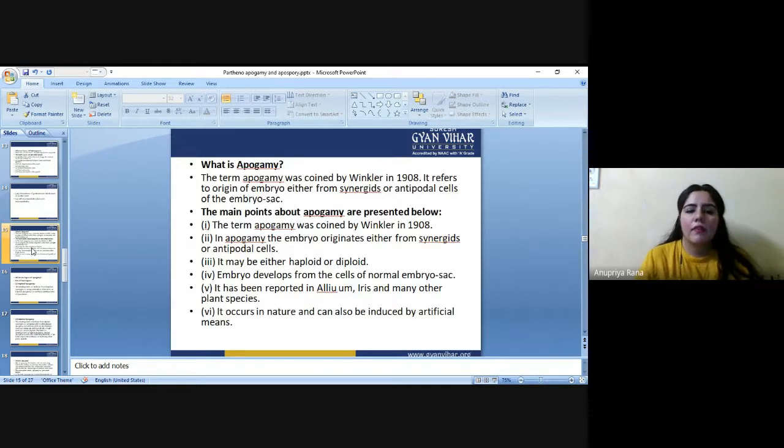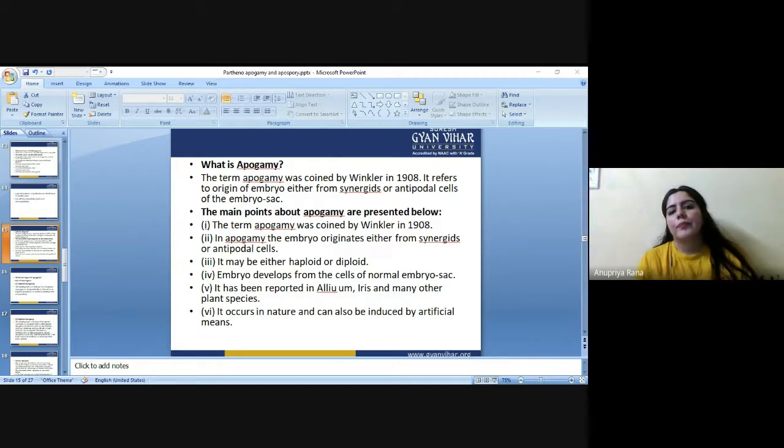Next, we will see here. This is all about parthenogenesis. Now we will see the second method, apogamy. It is quite similar to parthenogenesis, but there are several differences. That's why we give it a new name.